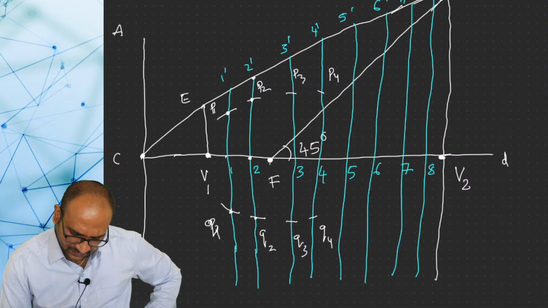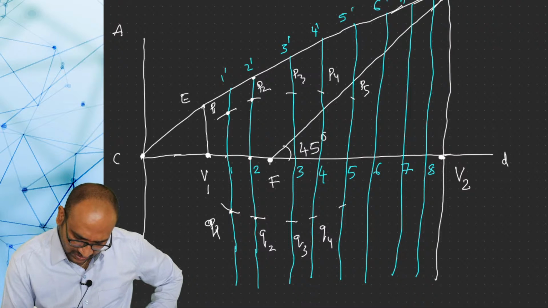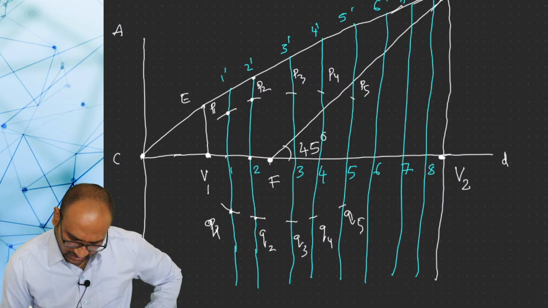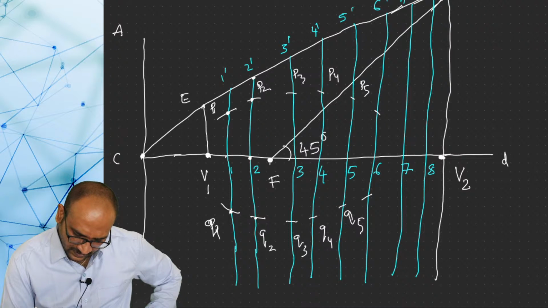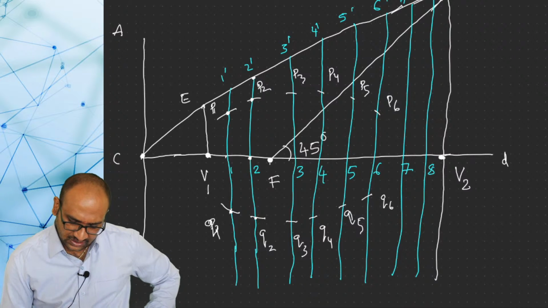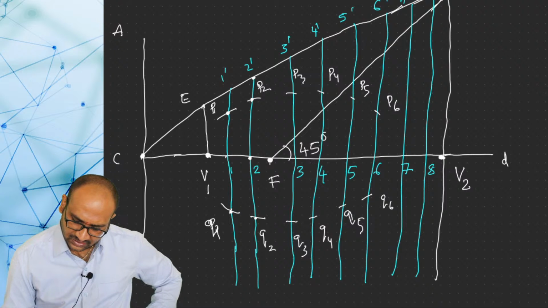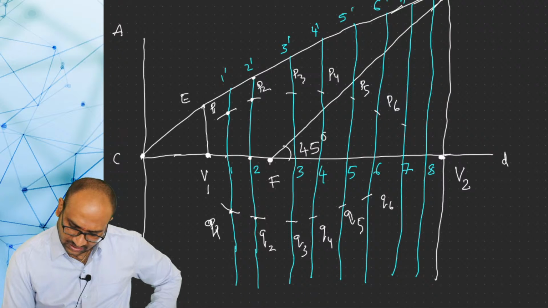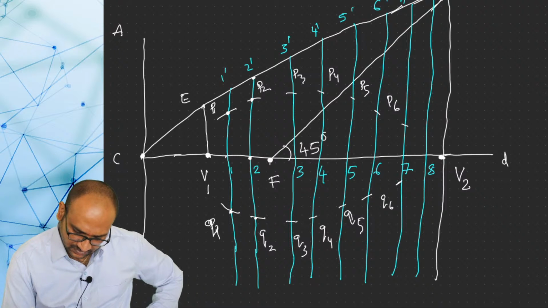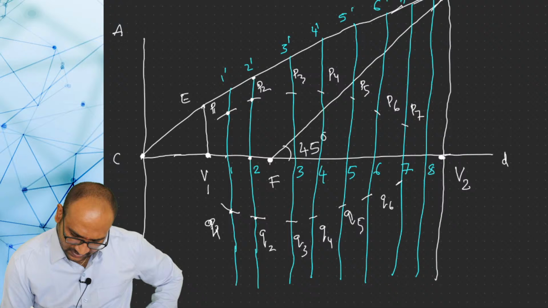5 to 5 dash distance, F center, draw arcs on both sides. This is P5 and this is Q5. Next, measure the distance from 6 to 6 dash, F center, draw arcs on both sides of the curve. These are P6, Q6. Similarly, 7 to 7 dash, F center, draw arcs on both sides of the curve. This is P7, Q7.